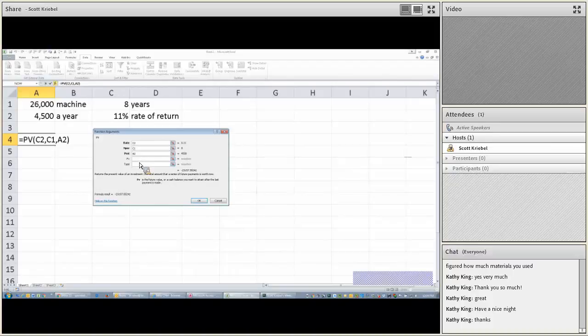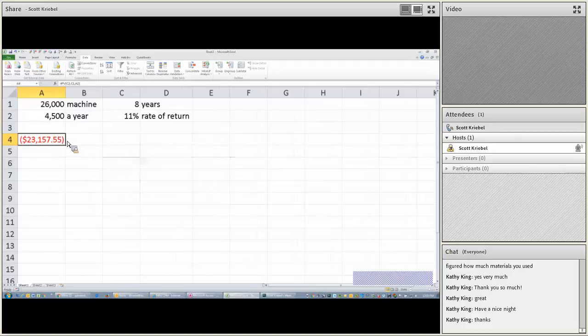And you might ask yourself, well, what about type? Is the payment at the beginning of the period versus the end of the period? In this case, we're just going to assume the payment's at the end of the year in all cases, because it does matter in terms of the time value calculation. In all the problems, you can just assume it's a type 0, that it happens at the end of the period. And then click OK.